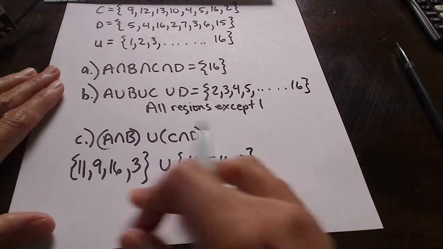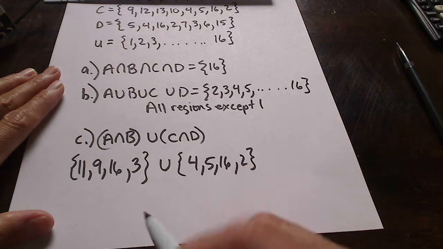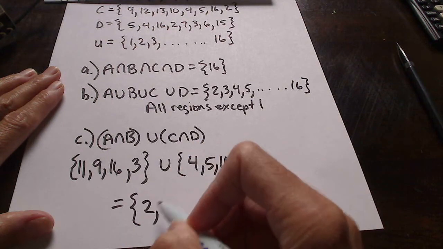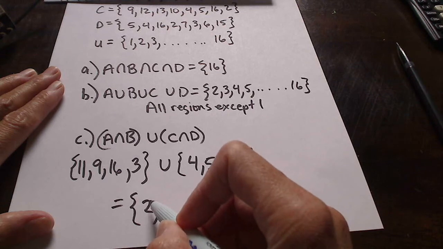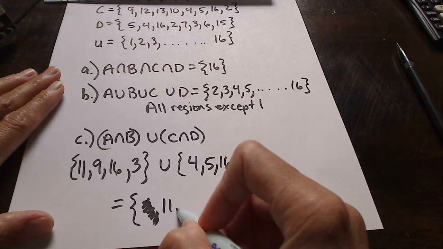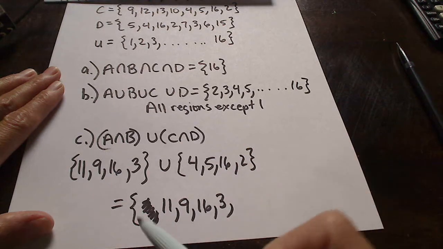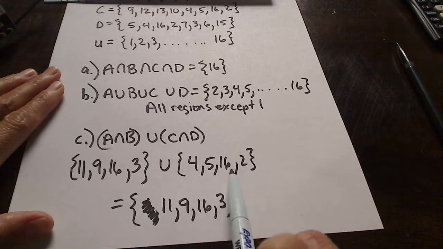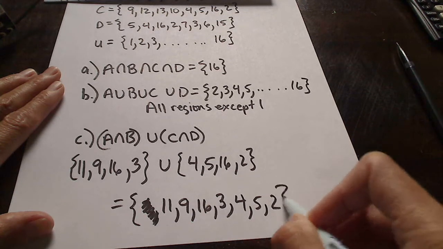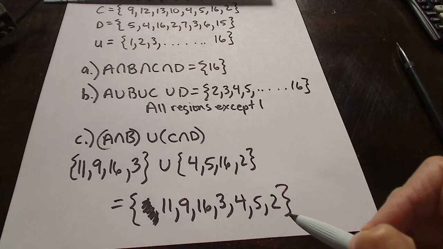Okay, so now we're going to go ahead and actually just combine these, right? Because it says the union there. And so the union is just taking all of these elements and putting them together into one set. And it doesn't have to be in order. But you don't want to list multiple or repeated elements. So the 16 we're only going to list once. Okay, so that would be the answer there for part C.